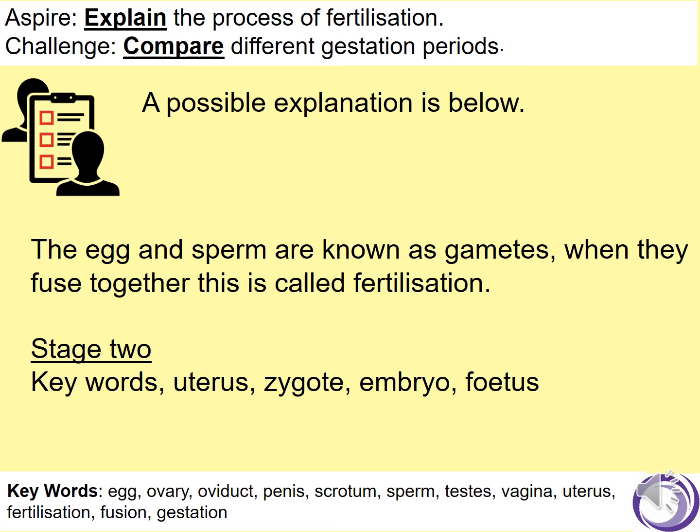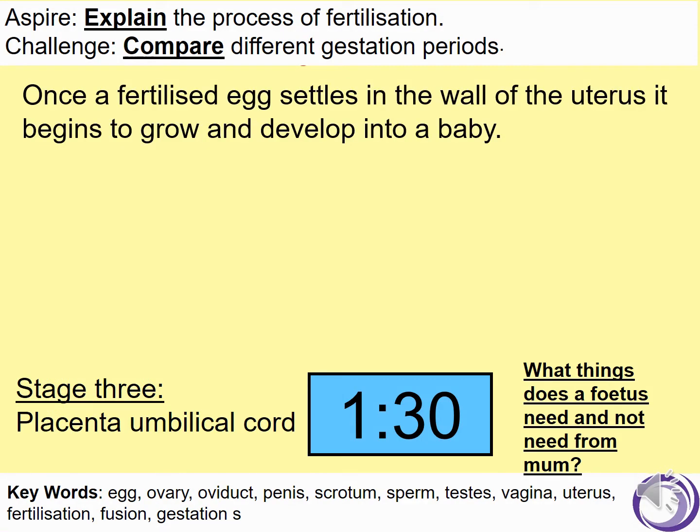And those keywords include uterus, zygote, embryo and fetus. Now the details are quite a lot bigger this time, so what I'm going to do this time is to run through these words with you and then allow you to put them down into your notes. So let's have a look at that. So first of all, once a fertilized egg settles in the wall of the uterus, it begins to grow and develop into a baby.